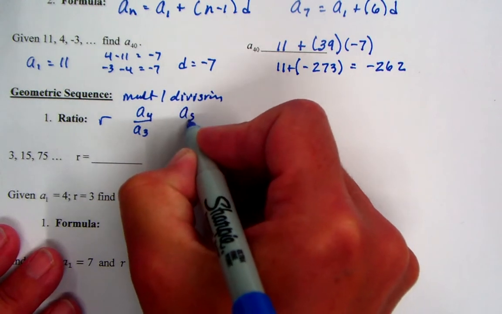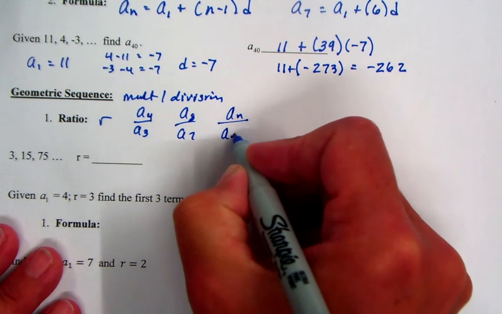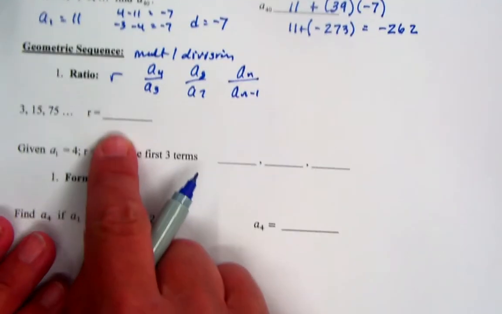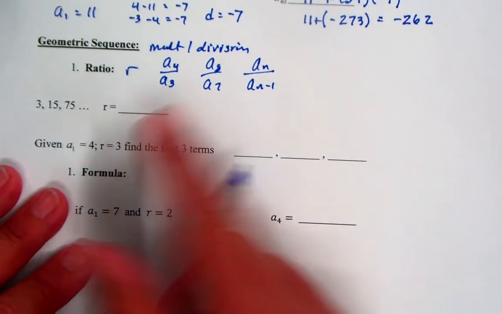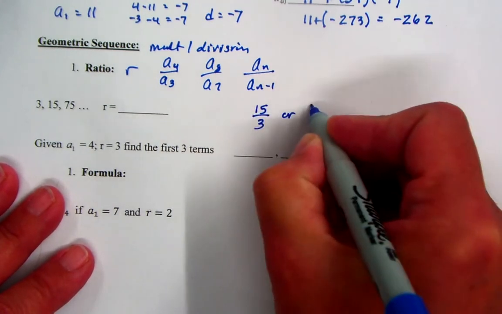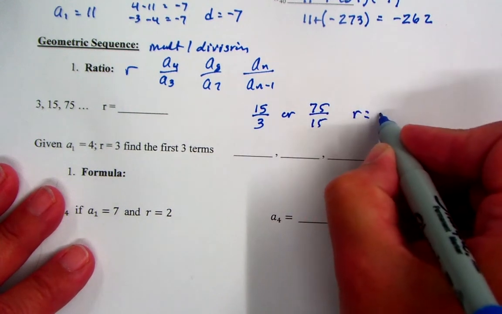Term 8 would be divided by term 7. So in general, the term I have would be divided by the one before it. So we're dividing consecutive terms. And so I'm going to find my R. And in order to do that, I take my terms. I could have taken 15 divided by 3. I could have taken 75 divided by 15. Regardless, I find R to be 5.